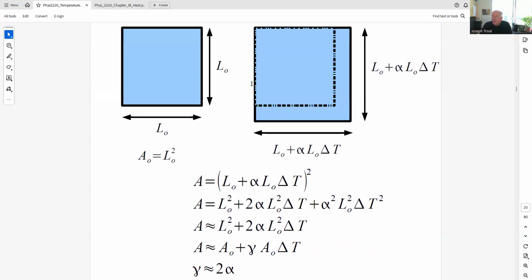If we have things expand in 2 dimensions, right, then we have A equals approximately the original area plus gamma times the original area times delta T. And we look up gamma in a table, and it depends on what the material is. We also find that gamma is about 2 alpha.